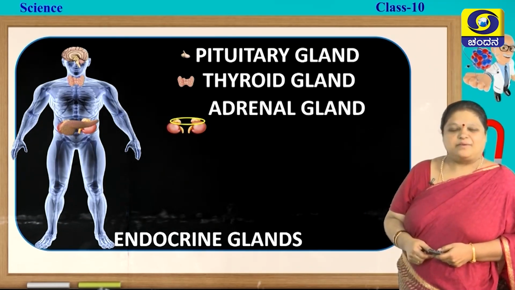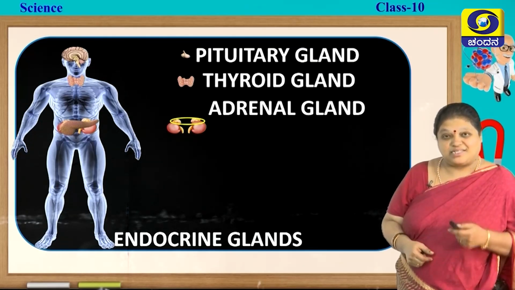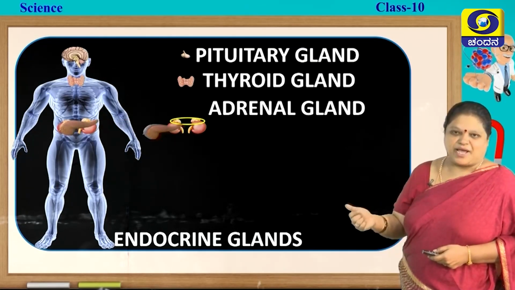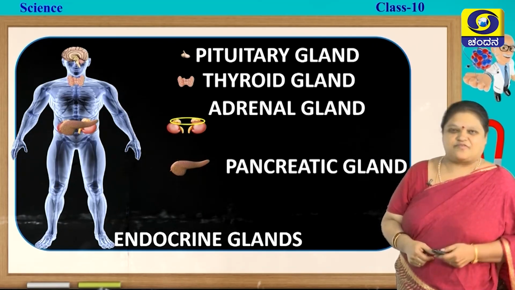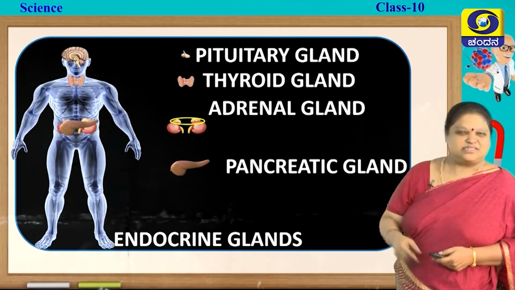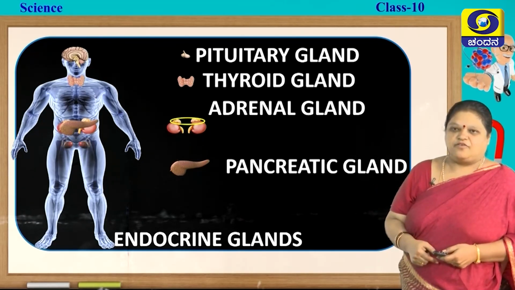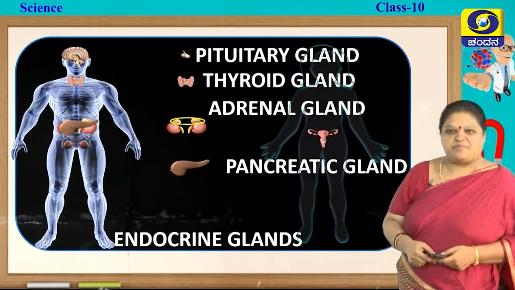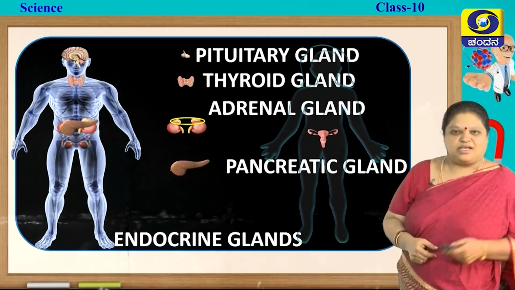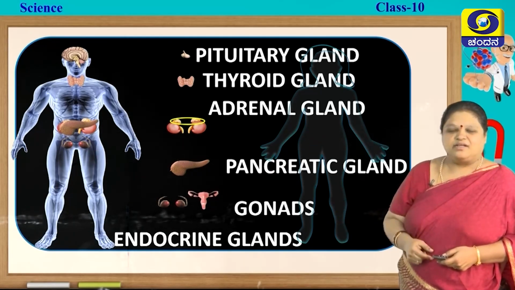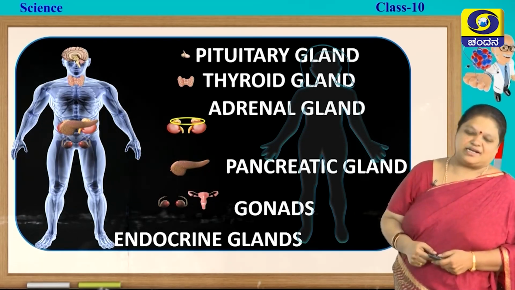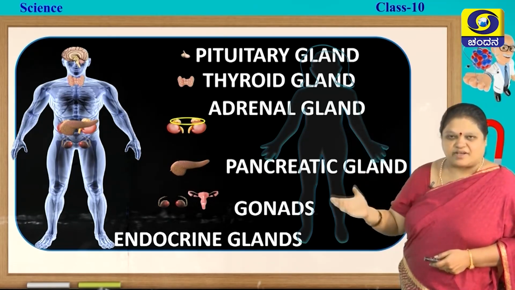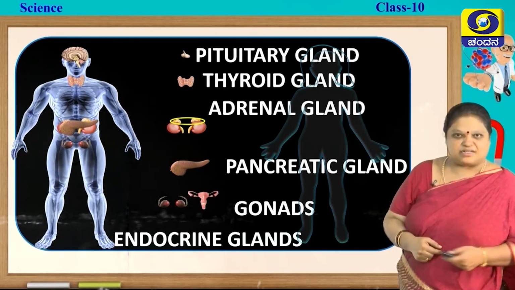Next, you find the pancreas, which is also an endocrine gland. It is called the pancreatic gland, or the islets of Langerhans. I will tell you how it is different. Next, if you look at male and female differently, in the male you find the testis, in the female you find the ovary. These two are gonads, and they are also endocrine glands. So, you find several endocrine glands, or ductless glands.